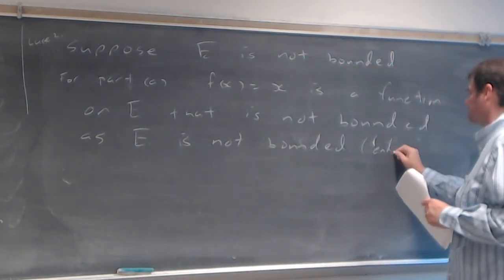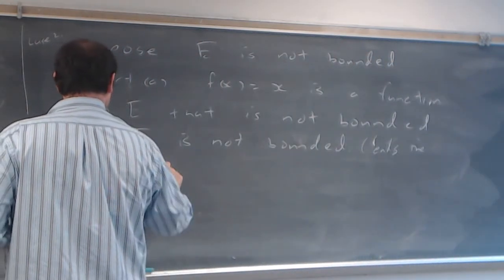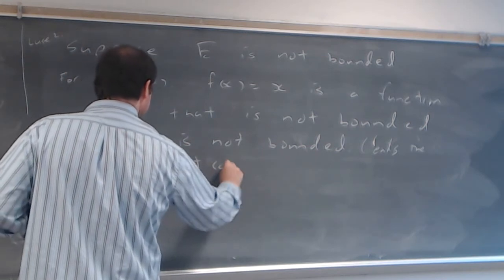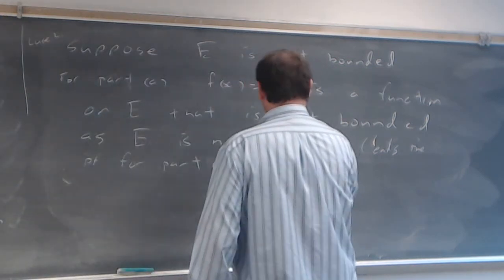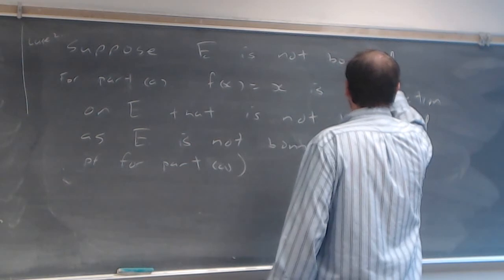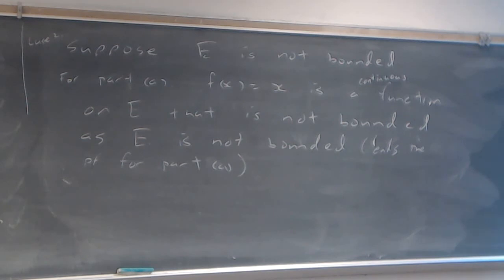This ends the proof for part A. That is, in all cases for E, we've produced a function that is continuous and not bounded. I guess I should say, as a continuous function, only if it is not bounded. Okay, so we've done part A.